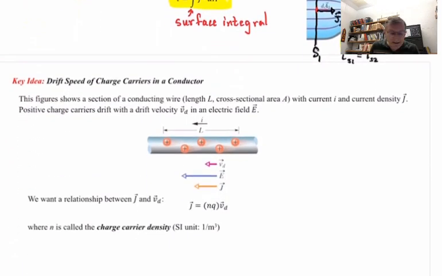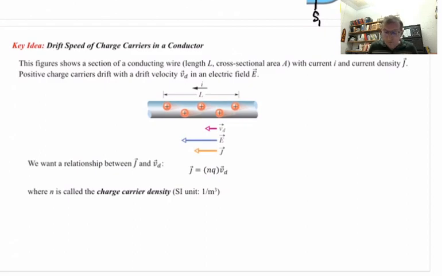Now there's one more idea that's worth knowing, and it's very handy when you're studying materials that are conductors. Remember I said that the charge carriers in the conductor, because of the electric field in the conductor, drift. So they move at a constant speed, and it's called the drift speed. And there's a nice little formula for figuring out the drift speed of the charge carriers in a conductor.